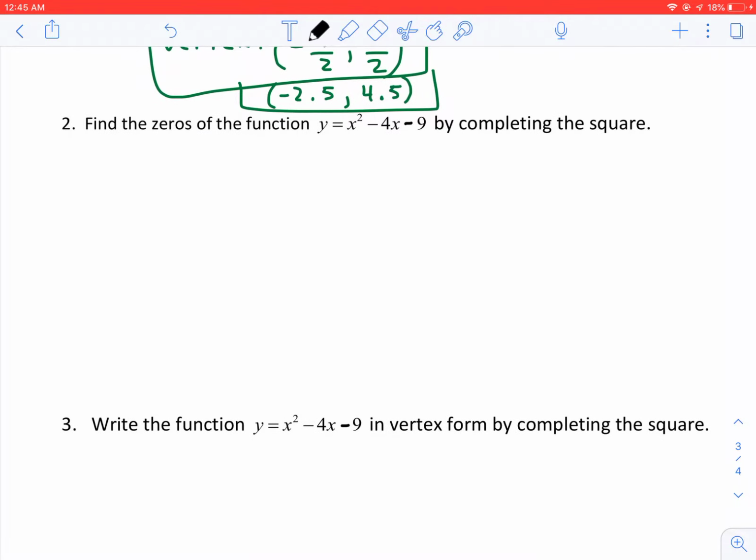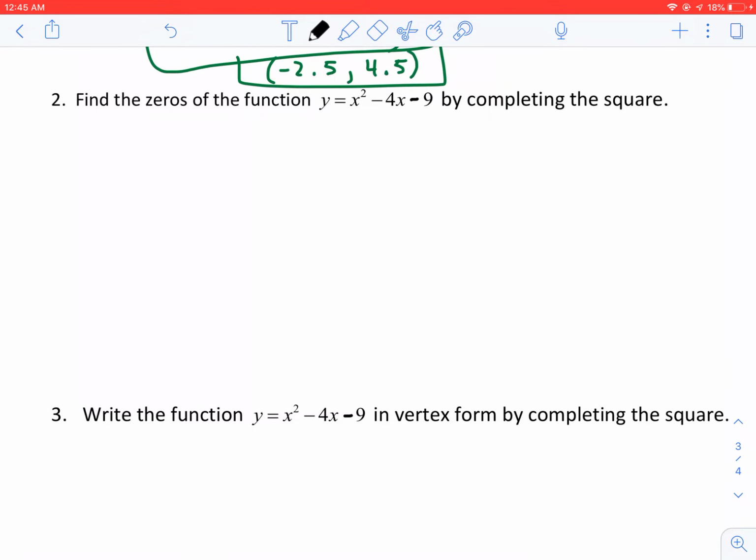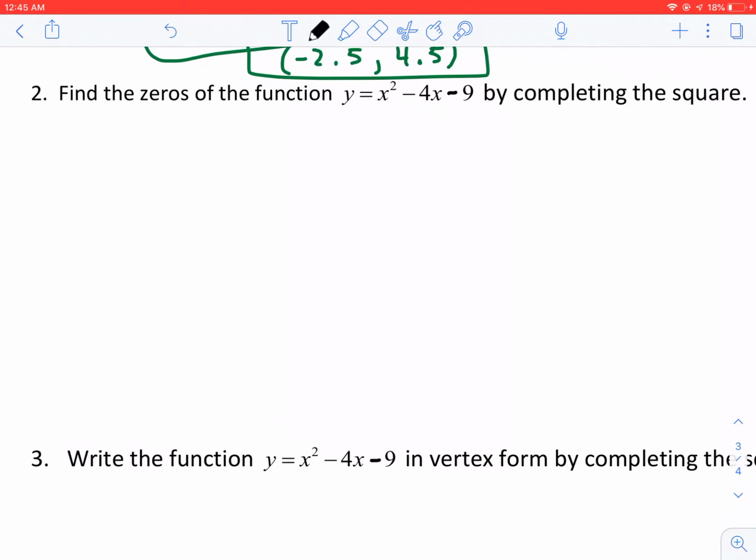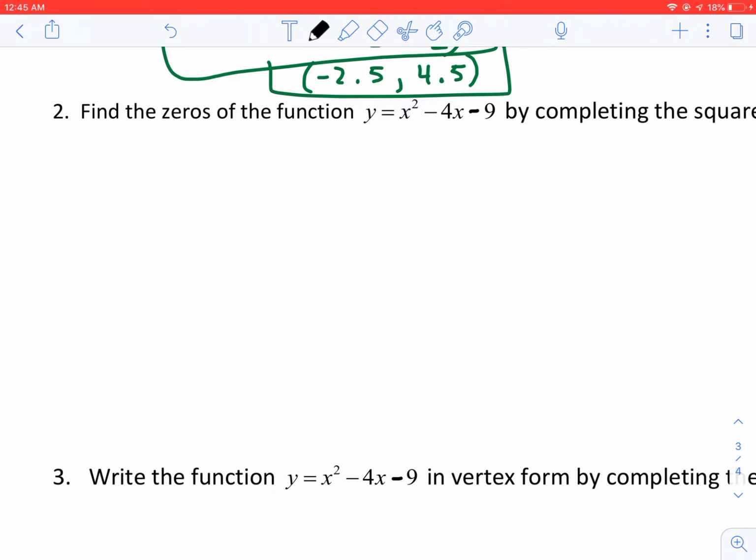Alright, so now for these last two problems down here. The reason this is in a separate video is I noticed I made a mistake. On the bottom here, find the zeros of the function y equals x squared minus 4x minus 9 by completing the square. So this is actually an old problem. You could have done this before today's lesson.